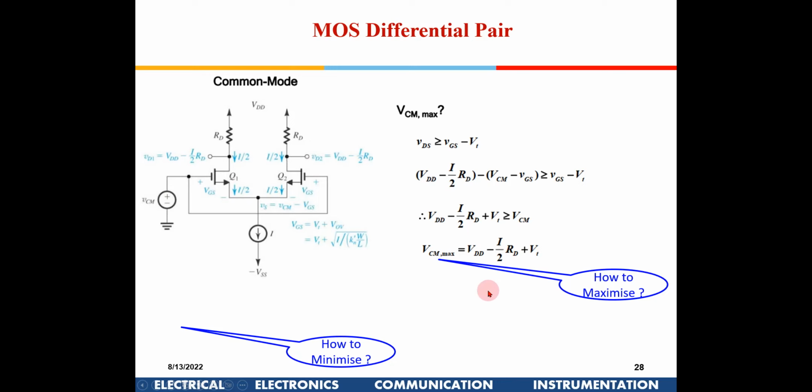VDD minus I by 2 RD plus VT, right? Now how to maximize this? I can either increase RD. If I increase RD, the gain will increase, but that will deteriorate my dynamic range out here. If I increase RD, I can get more gain, but the maximum common mode voltage which can be given here will decrease because there is a negative sign out here. So you see the clear trade-off between gain and the maximum input range which can be given here from this equation. Is this clear to all of you?